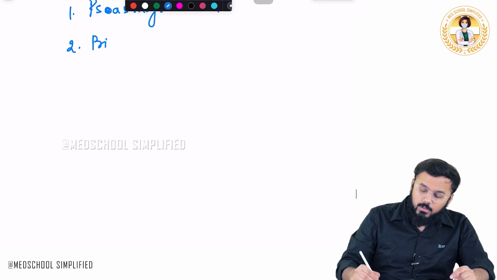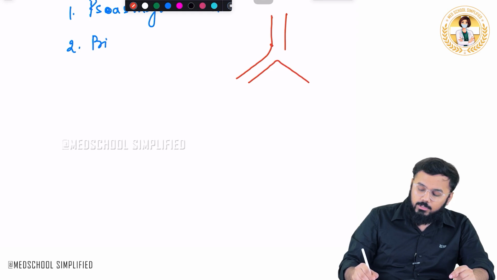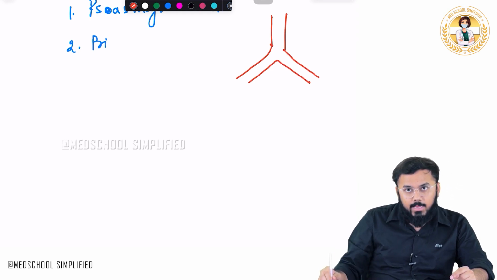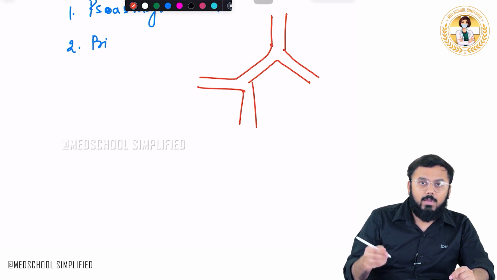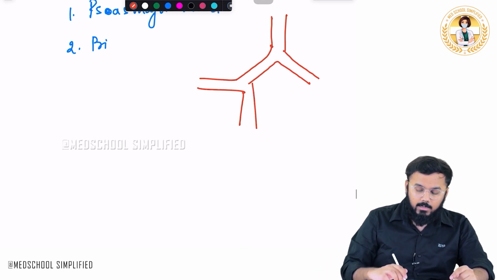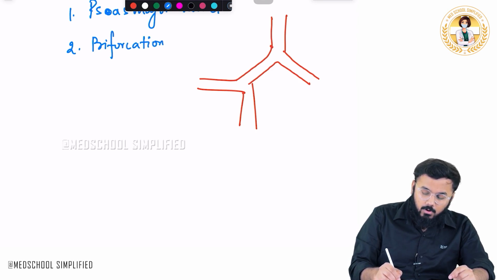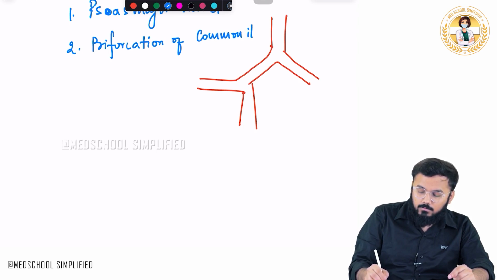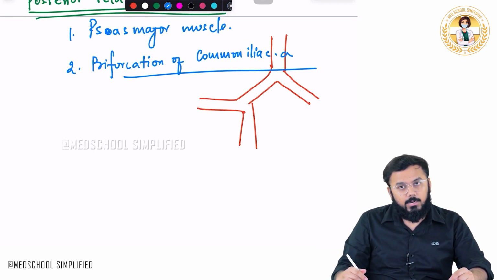All of you know that this is your aorta. The aorta is divided into two branches. These are called the two common iliacs. Again, the common iliac is divided into two: one is called the external iliac and the other the internal iliac. So, that is what we mean by bifurcation of the common iliac artery. These two form the posterior relations.